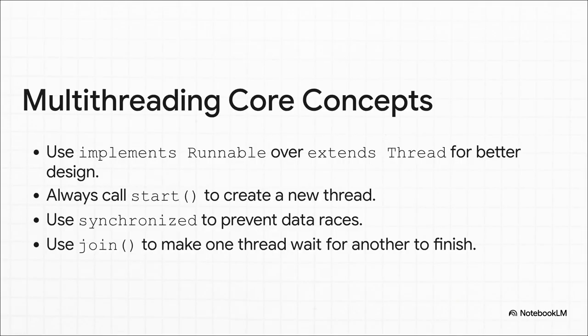Next, multi-threading. 4 key things to drill into your brain. 1. Use implements Runnable instead of extends Thread. It's just better design. 2. You always call start to get a new thread running, never run. 3. Use synchronized to protect your shared data from data races. And 4. The join method is your friend when you need one thread to wait for another one to finish its job. Get these 4 down, and you've got most of your assignment questions covered.